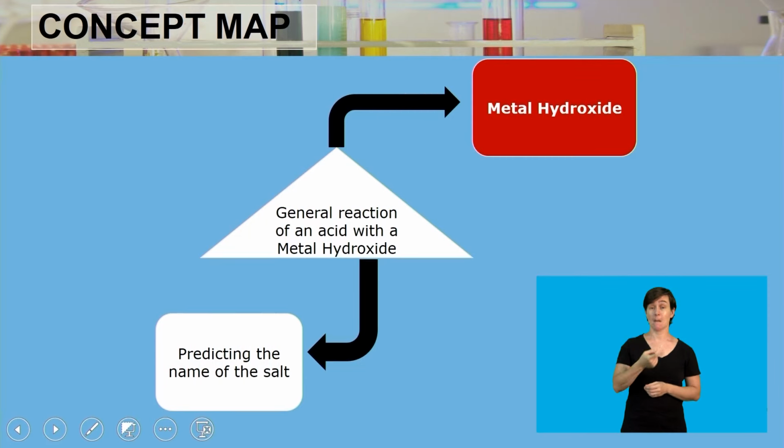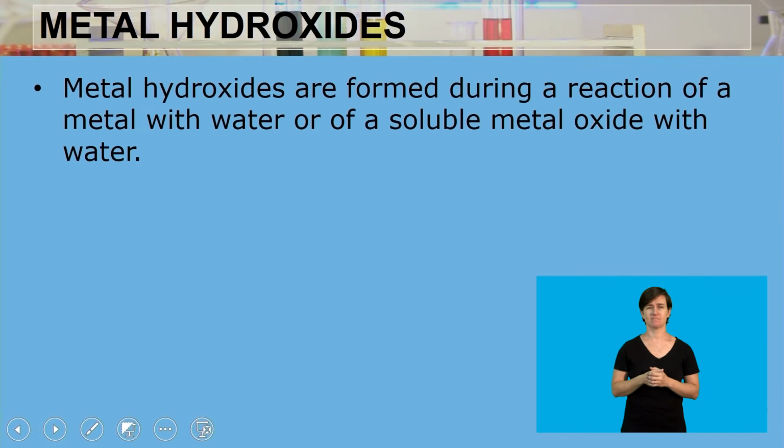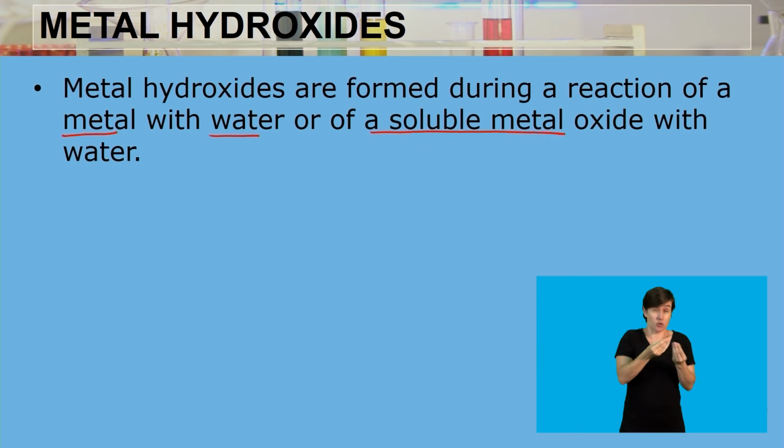So as we have said before, we're going to start with our first concept, which is the metal hydroxides. What are the metal hydroxides? The metal hydroxides are formed during a reaction of a metal with water. So when a metal reacts with water, we are going to get our metal hydroxide. Or if we have a reaction of a soluble metal oxide with water. So again, we can either have a soluble metal oxide reacting with water, then we can get our metal hydroxide. So we do know that the hydroxides always have the OH.